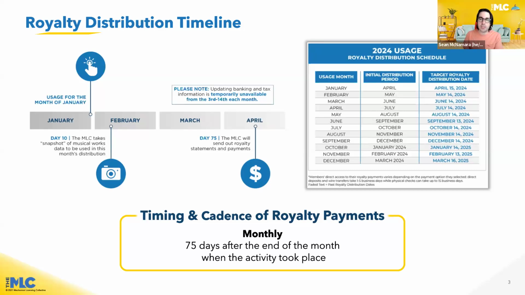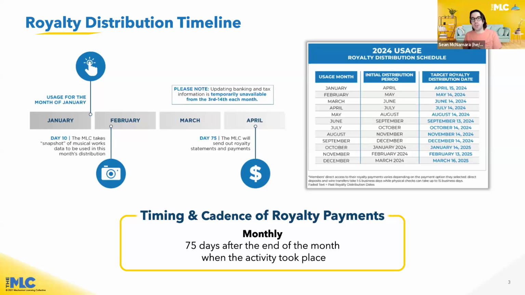If we're using January usage as an example, the first date that you want to keep in mind on that timeline is day 10 following the close of that usage month. So in this case, that'd be on or around February 10th. That's when we take a snapshot. What that means is we're taking a picture of all of the data in the MLC's database, and that's what we use to match against usage data that we get from the DSPs. And that's how we know how to pay you the royalties that you're due.